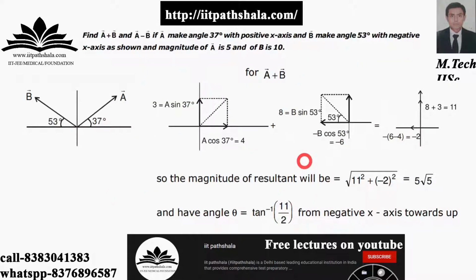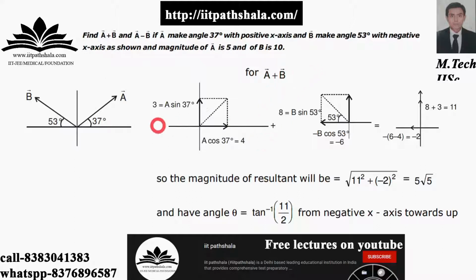Let us move to this question where you have to find a plus b vector and a minus b vector. Here a and b vector are making certain angles which are given to you, with the x-axis and the negative x-axis respectively. You have to find these two, where the magnitudes of a and b are given to you as 5 and 10. So I will be doing it for a plus b, and you will be doing it for a minus b for me.